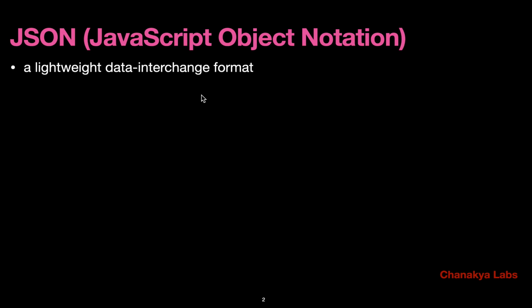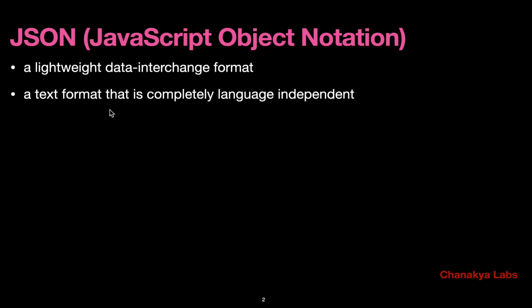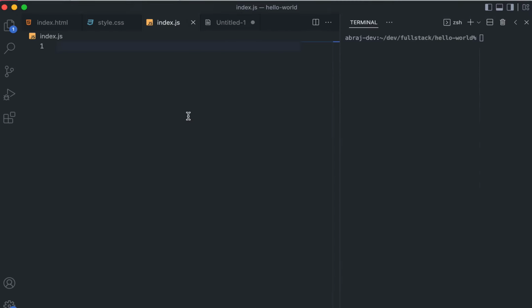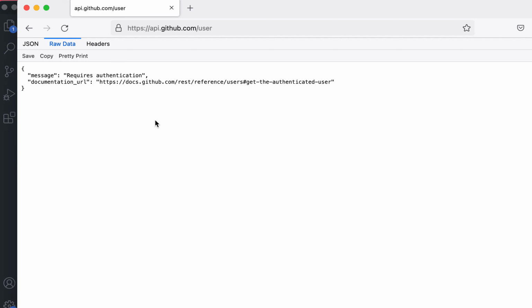Okay, so we'll understand a few more points about JSON, which we already discussed: that it is language independent, which means that when we are talking about this JSON data which is coming from the server, there is no claim we are making that the backend has to be in JavaScript or something, right?